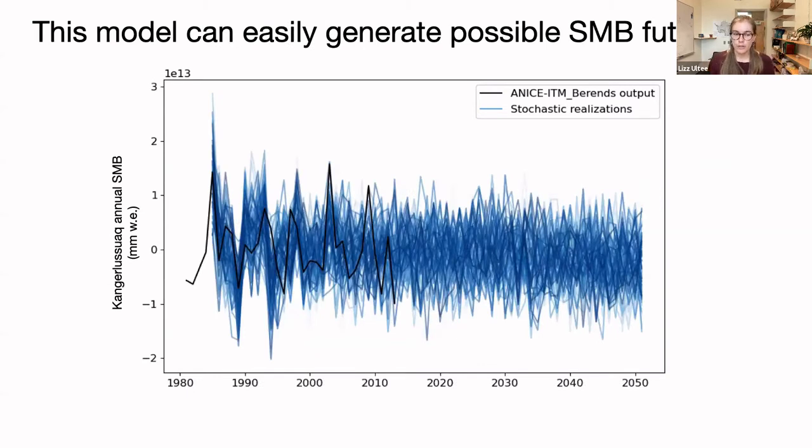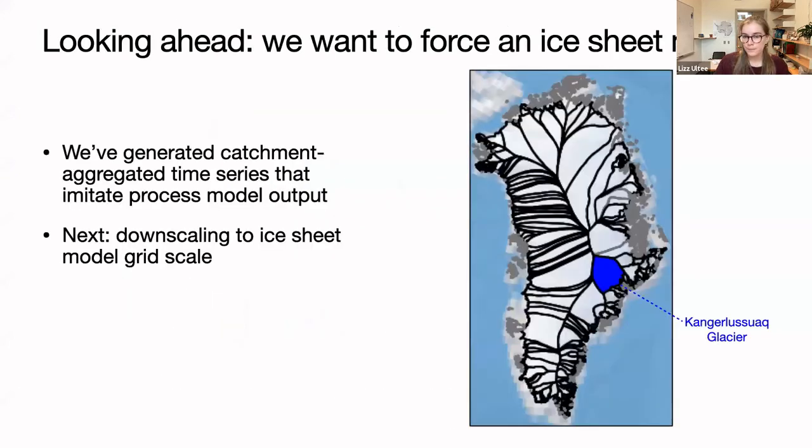And as I showed as a spoiler at the beginning, this model can easily generate possible surface mass balance futures. So this simulation out to 2050 with 100 realizations takes only a few seconds on a laptop and allows us to sample much more of the range of possible surface mass balance for short-term simulation and ensemble forecasting.